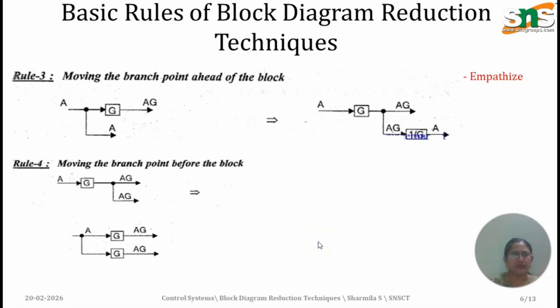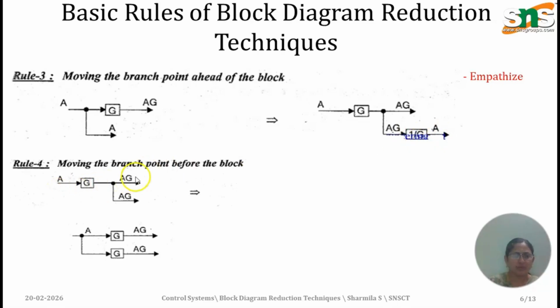Rule 3 is moving the branch point ahead of the block. This is a branch point. Here the magnitude A, after that we get the gain block, so the output is AG. The branch point output is represented as A. If we want to move the branch point ahead of the block, we get A, G and then the branch point. AG is the first output, but the second output is A. So we divide the gain in this block: AG, if we divide by G, we get the output as A.